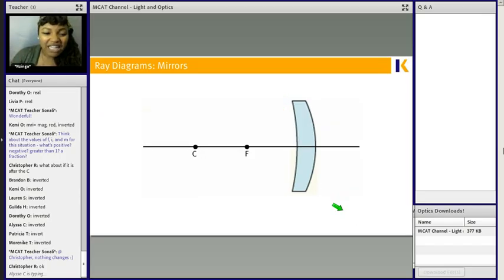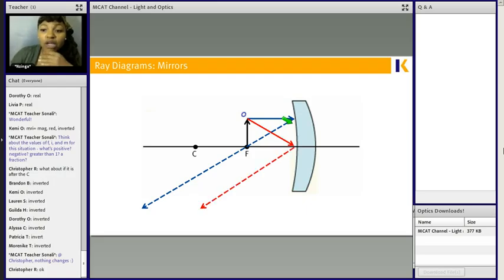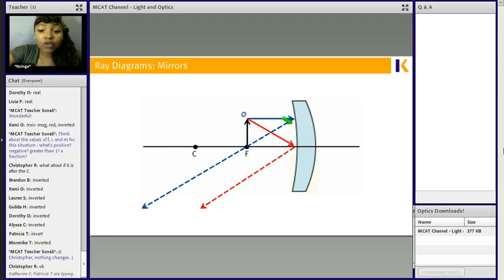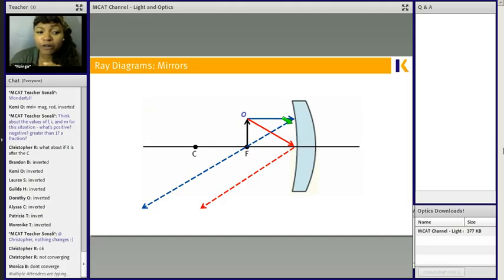So if we take a look at an object that's going to be on top of the focal point. Okay, on top of the focal point, we can draw the same types of rays. So the parallel ray going directly to the mirror and then coming back through the focal point. And then we can also do the center ray. Okay, so what do we see here that we're going to be dealing with? So what's going to be happening? Where exactly are these rays going to be converging?